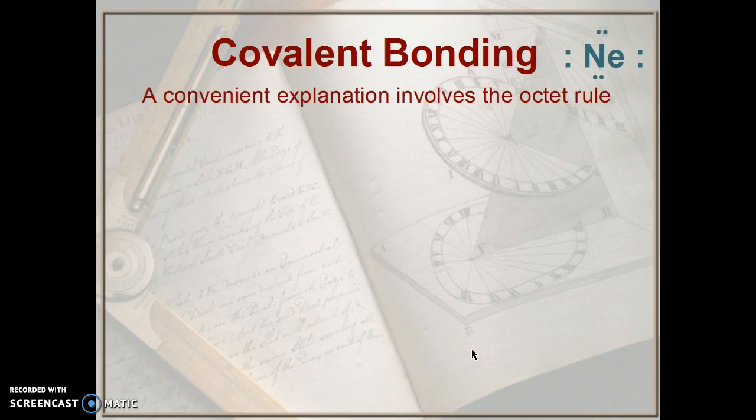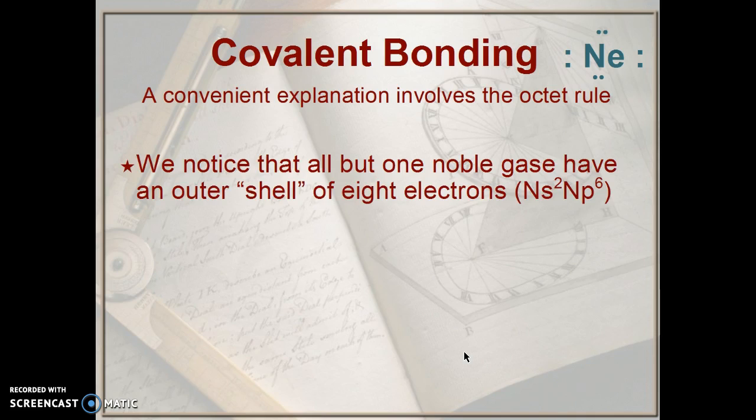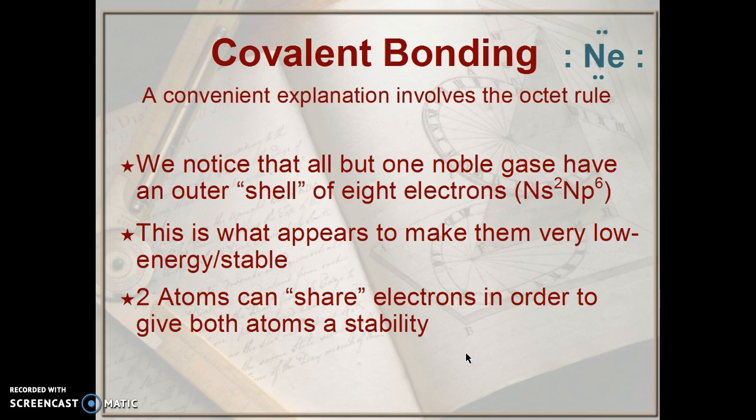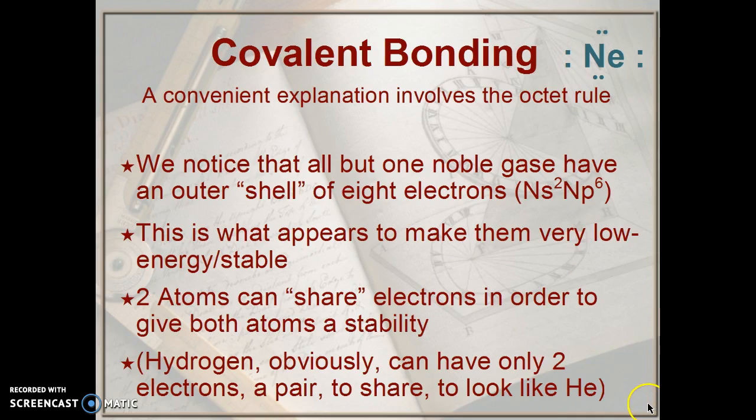So we came up with something convenient called the octet rule, noticing that all but one noble gas have an outer shell of 8 electrons, that is s2p6 configuration, and that appears to make them very low energy stable. 2 atoms then share electrons in order to give both atoms that kind of stability. Now, hydrogen obviously can have only 2 electrons, a single pair, to share. It takes one of its own electrons and then an electron from the other element that it bonds with.